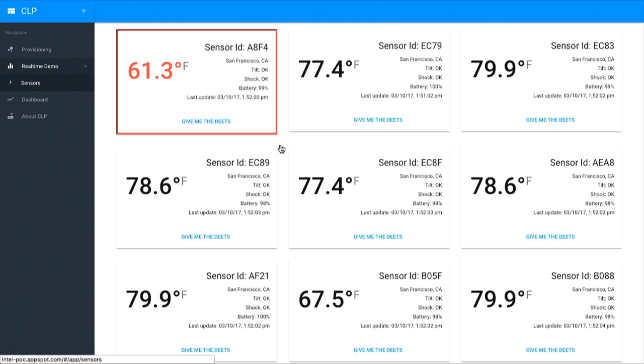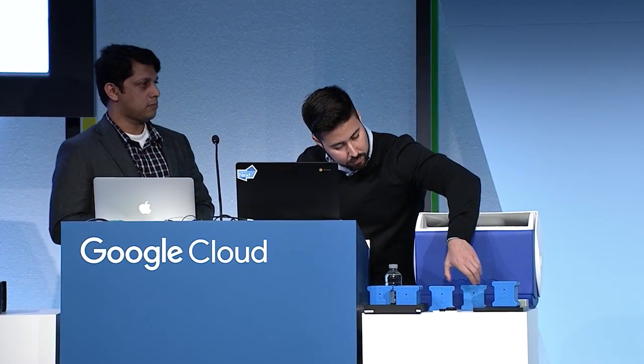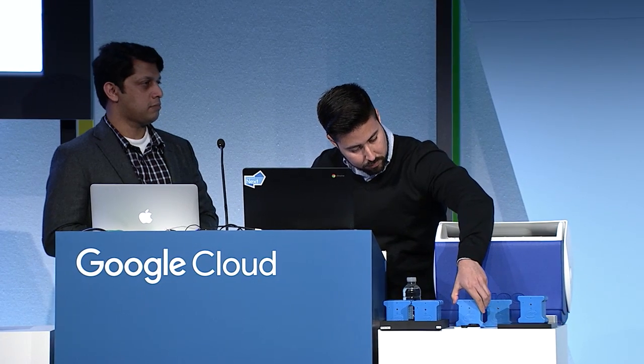So you can see that these cards are helping you visualize what's going on with your packages. Each one of these cards represents a package, right? It's a sensor, but the sensor represents a package. And you can see one of them is red. It's red because we put a sensor at the beginning of this demo into the cooler, and it dropped below the preset threshold that we had set for that package.